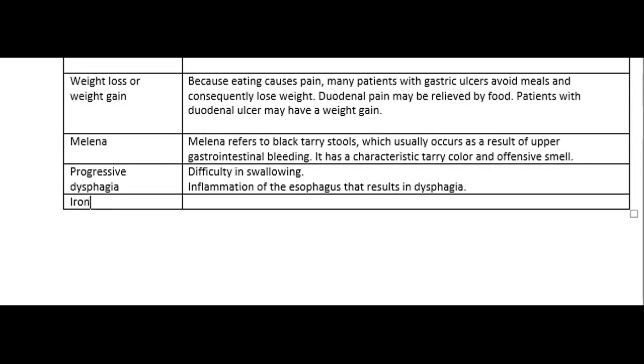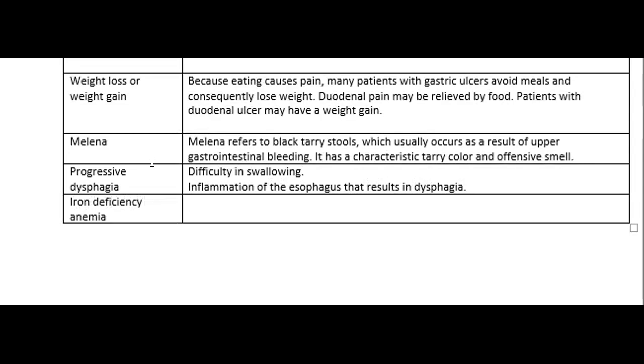And the final one is iron deficiency anemia. What is iron deficiency anemia? We need iron to make hemoglobin. If there is a lack of iron, then no hemoglobin is being formed, and thus it causes iron deficiency anemia.